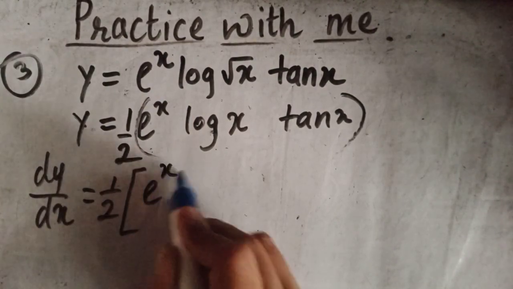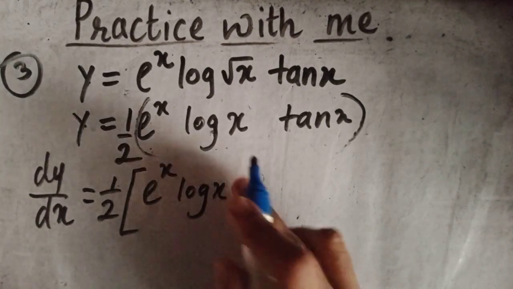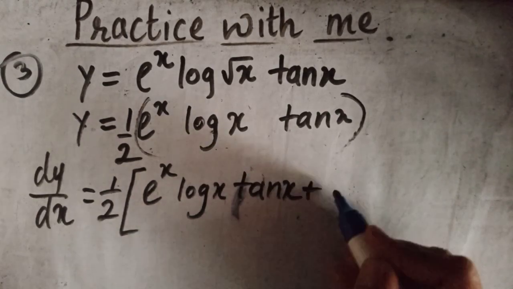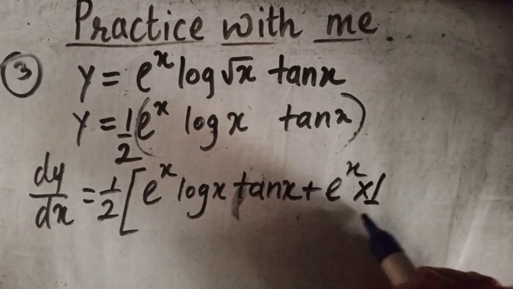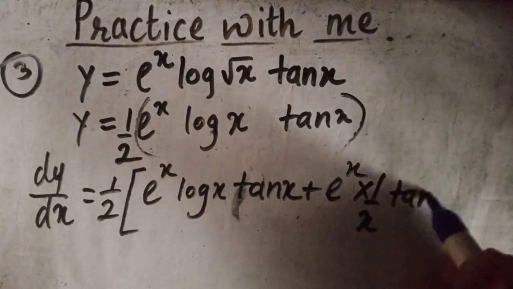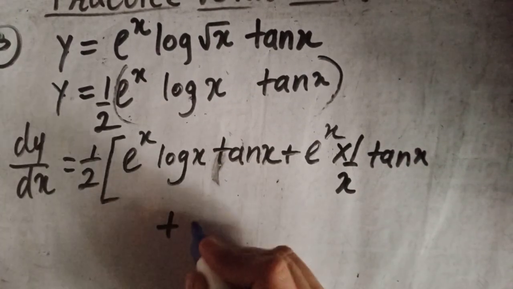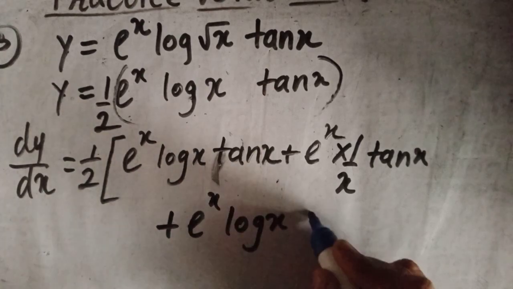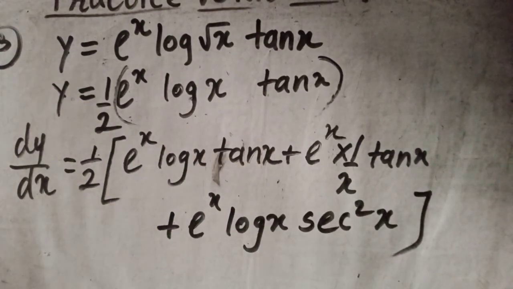So this is e raised to x, derivative is e raised to x, both these functions will come as it is, plus e raised to x remains as it is, then log of x derivative is 1 by x, plus last one tan of x, derivative is sec square x. So this is the derivative.